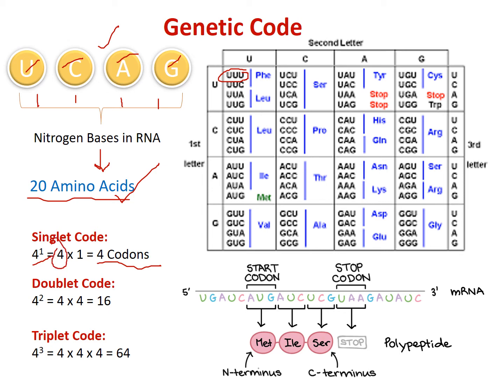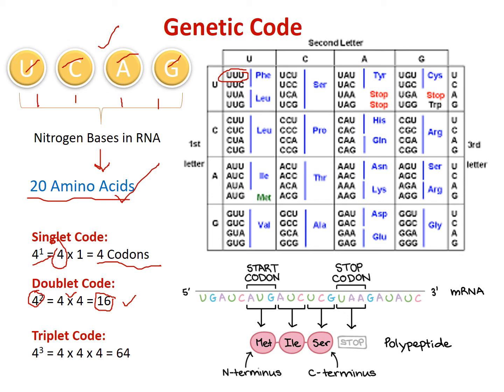The second possibility is to take a 2-letter code. In that case, if you do the permutation and combination with two letters of these 4 letters, at maximum they can form 16 codes. That means they can code for 16 amino acids. That is also not sufficient, because we need 20 amino acids. So this 2-letter code is coding only for 16 amino acids.